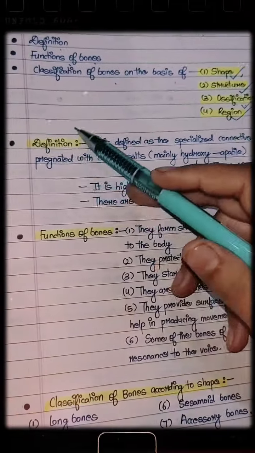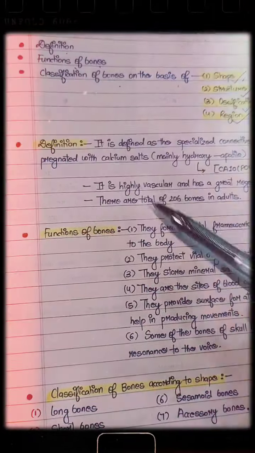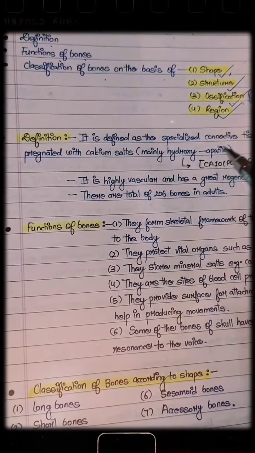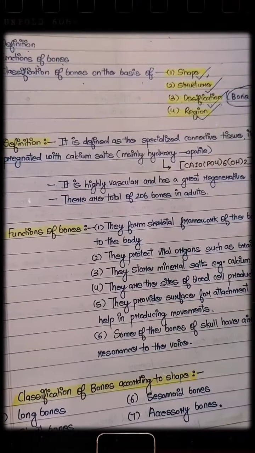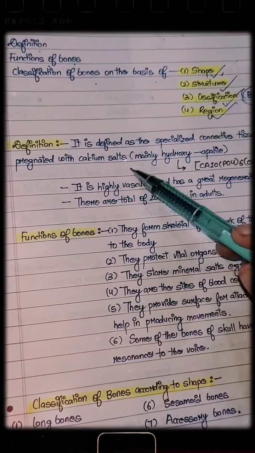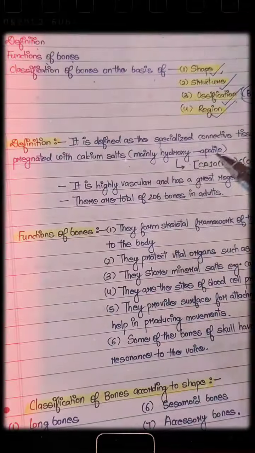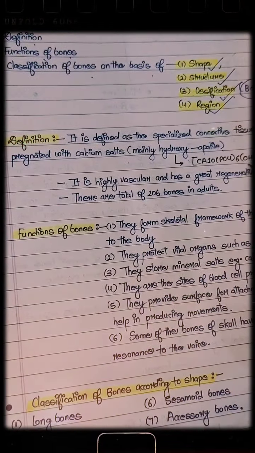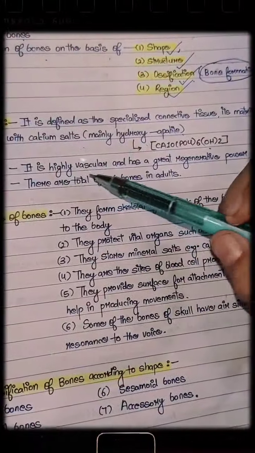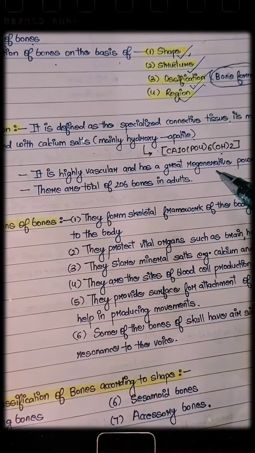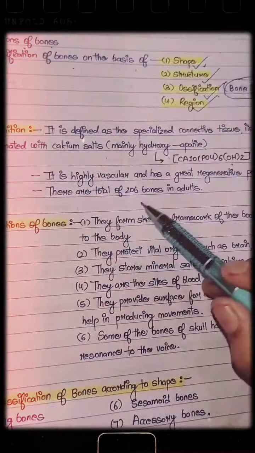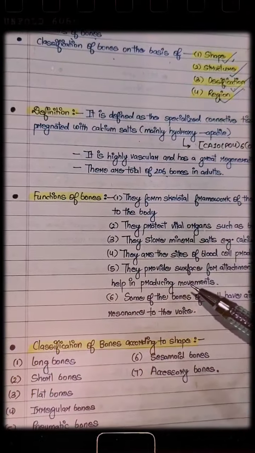Then, what is the basic definition? How will we define a bone? Simply, it is defined as a specialized connective tissue. Its matrix is impregnated with calcium salt, mainly hydroxyapatite. Its chemical formula is this. What's the main property of a bone? It is highly vascular and has a great regenerative power. There are a total of 206 bones in the adult.